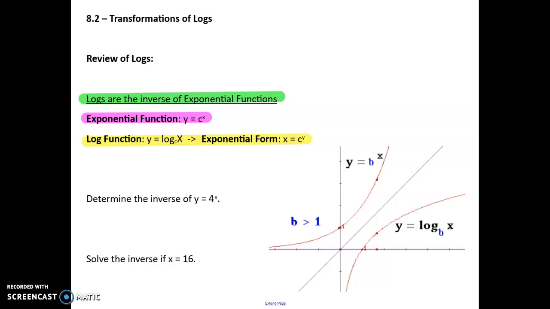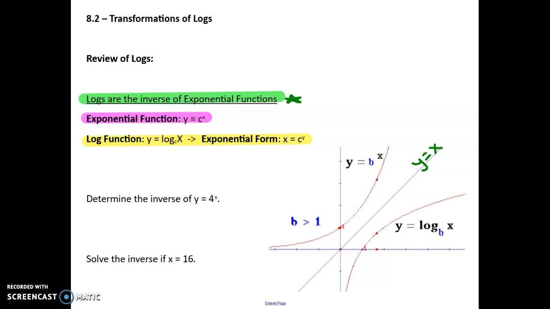Alright, so let's start by looking at 8.2 transformations of logs. Before we do that, it's really important that we remember a few things about logs. First of all, logs are the inverse of exponential functions. That's very important. That means they're reflected over that special line y equals x. So all logs and exponentials are reflections diagonally of each other.